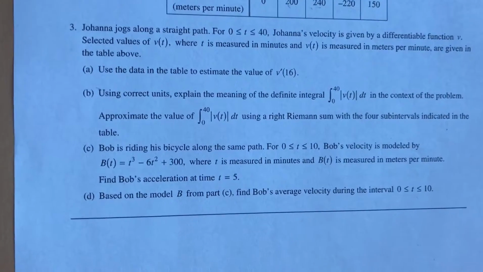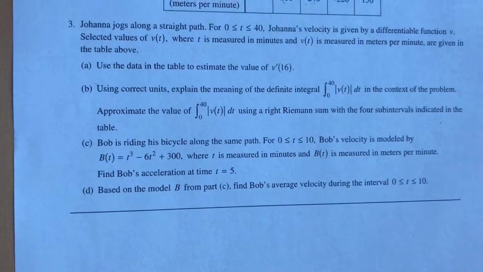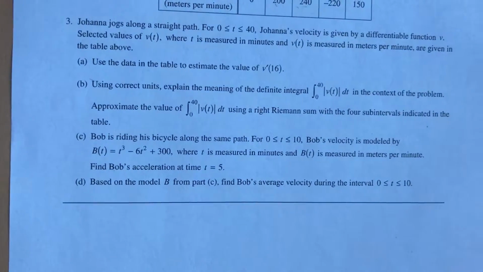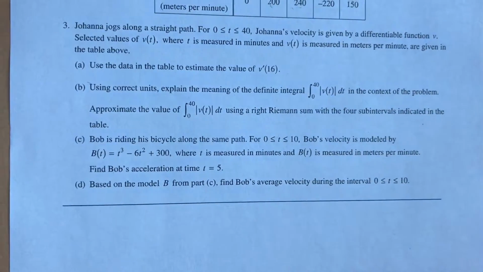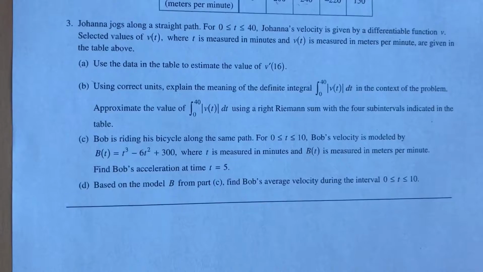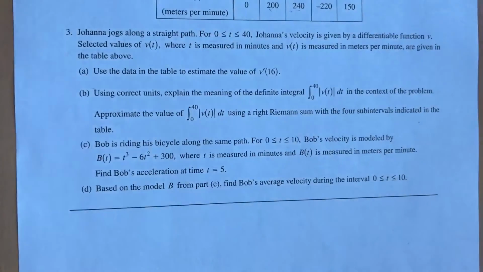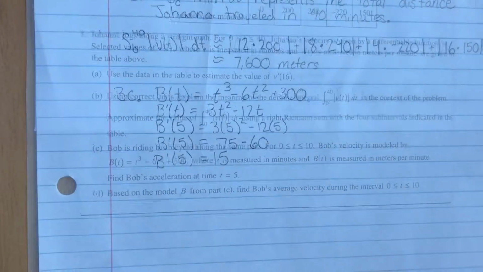3c. Bob is riding his bicycle along the same path. For 0 ≤ t ≤ 10, Bob's velocity is modeled by b(t) = t^3 - 6t^2 + 300, where t is measured in minutes and b(t) is measured in meters per minute. Find Bob's acceleration at time t equals 5.